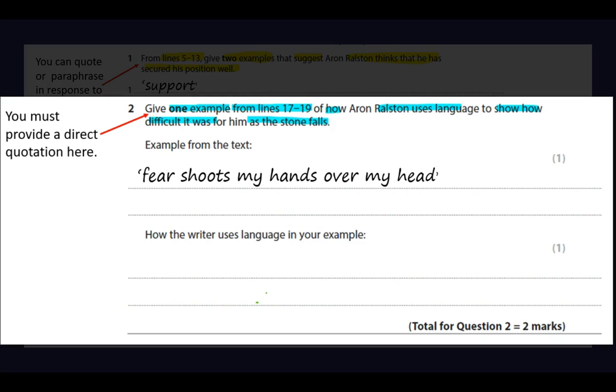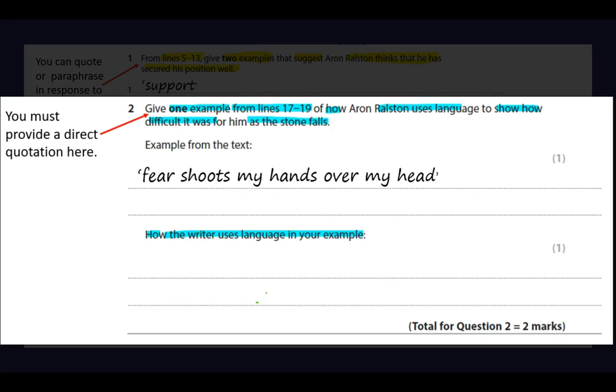Now, to gain the 2nd mark, we are asked to explain how the writer uses language in the example we've given, in the quotation that's given. What a lot of people do is they provide the quote and then they write something like this. The writer uses personification. That's correct, the writer does use personification. Unfortunately, a response like that is not showing any understanding of how the writer is using personification. All it is doing is showing the examiner that you know what personification is and you know that it's been used. It isn't showing understanding, and a response like that will get no marks whatsoever.